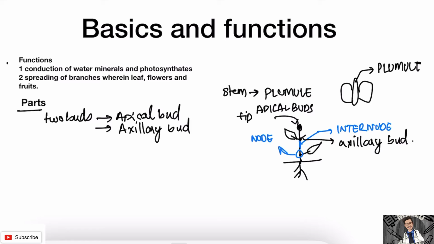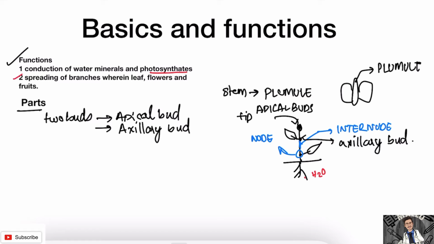Now let us look at the functions of the stem in the plant. It helps in the conduction of water, minerals and photosynthates. So what do we understand from here? The water collected by the root has to reach the leaves for photosynthesis, right? For that, the stem helps in the transport, and in the leaves photosynthesis takes place. The products of photosynthesis, the photosynthates, also have to be transported to the roots, right? So the stem plays a role there.